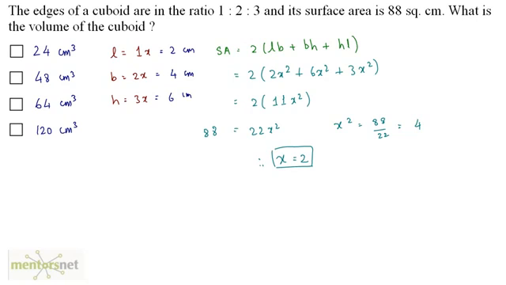Now we want to calculate the volume. Well, volume is equals to L times B times H, and that is equals to 2 times 4 times 6, isn't it? That's 2 times 6 4s are 24, and 24 times 2 is 48. The unit will be centimeters cube. So that's the volume. Option B.